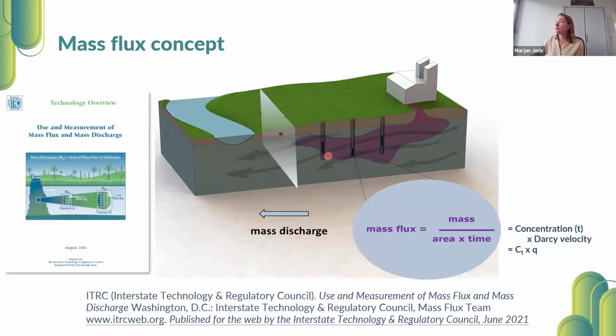What is mass flux? Mass flux is the amount of contamination that is moving through a certain area in a certain time. So if you have a surface perpendicular to the groundwater flow and you measure all these different mass fluxes, then you have the total mass discharge, so the total amount of contamination that is moving. There is a US document, the ITRC document, where it's explained how mass flux is used in the evaluation of contamination and remediation. And here you can find the link to that online information.